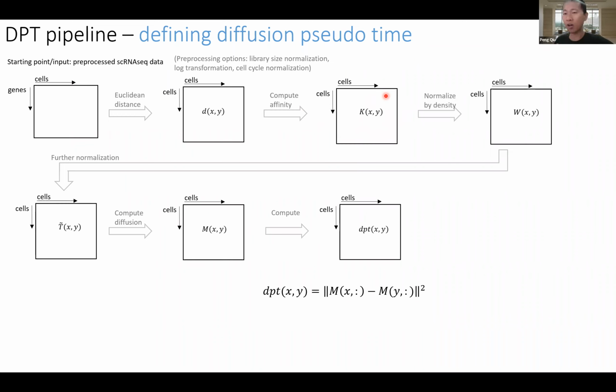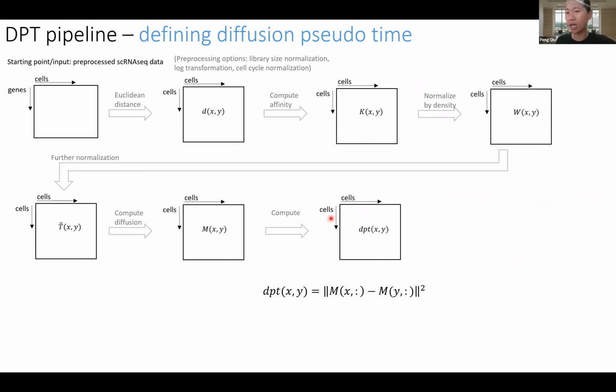And then for every pair of cells, I can try to find the shortest path connecting these two cells on the graph and use the total weights on that path to define the distance between two cells. If I do it that way, I will also be able to get something very similar to this DPT matrix. But the difference is that all these calculations are pretty much just matrix operations per row, per column. So they actually do not really take much time.